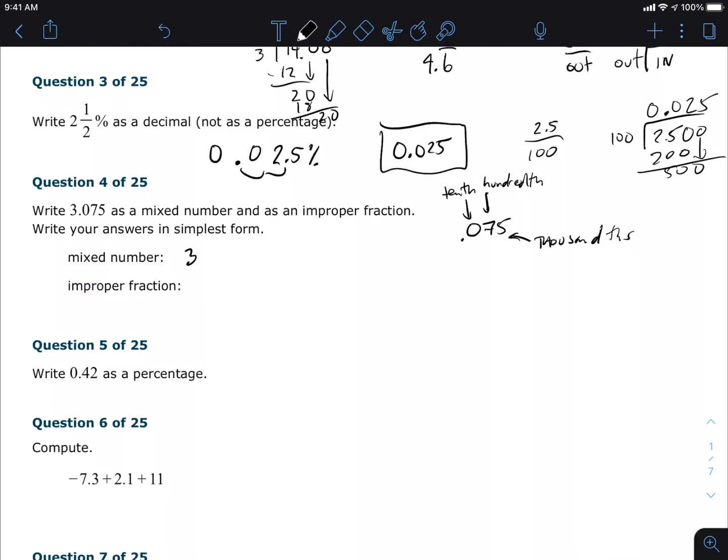And since it's thousandths, I could write 75 over 1,000. And then really what I could do is I could clean that up and simplify it a little bit. How about we go by 25s? So 75, if I put 25 into it, that's 3. And then 1,000, I believe, is going to be 40.